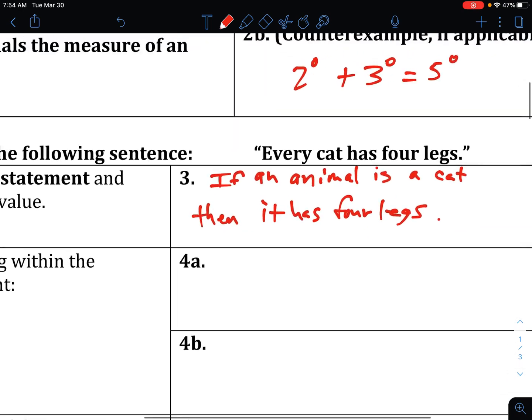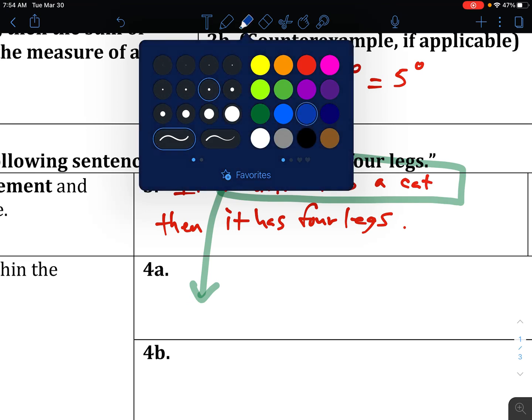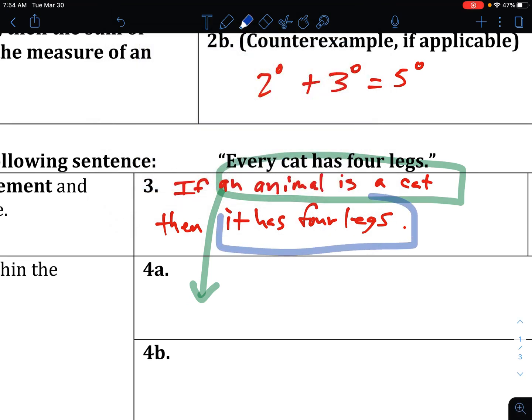So the hypothesis, for the sake of me not writing, you have to. Remember, the hypothesis is always after the if. An animal is a cat. The conclusion is after the then. Sometimes there is no then. You have to follow the if. Hypothesis is after the if.